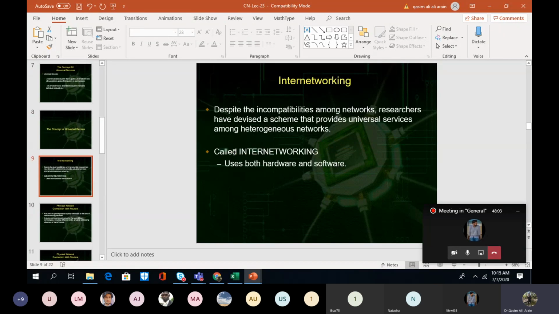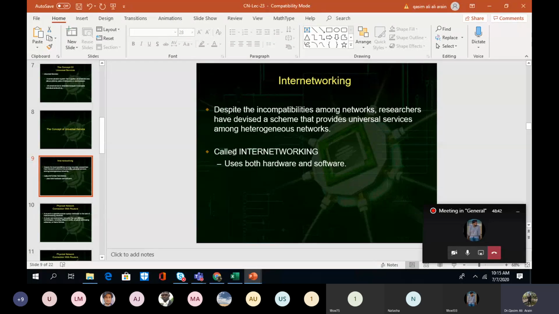So the concept of universal service. Now we can come across the concept of internetworking, what internetworking is. Despite the incompatibilities among networks, researchers have devised a scheme that provides universal services among heterogeneous networks. Now, there are a few terms used inside this slide. Incompatible means not compatible with each other, different networks, right? And then heterogeneous network. One is called a homogeneous network, which are similar networks. Heterogeneous networks are those networks.